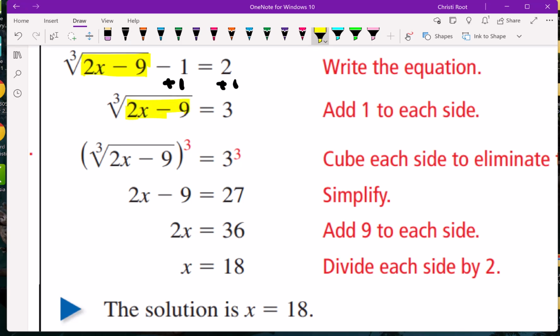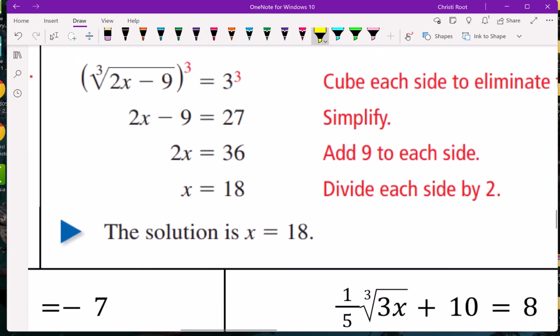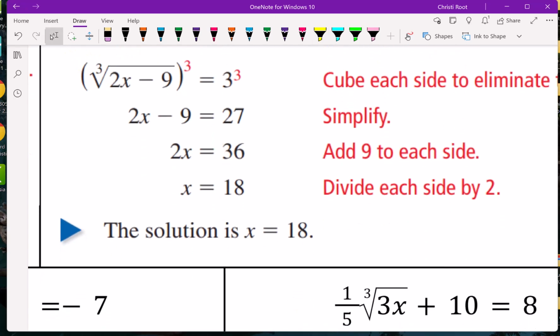Once you have this isolated, then you can move to step 2. Step 2 is when you are cubing both sides. After you cube both sides, your cube root is gone. Go ahead and solve for x. You're going to want to add and subtract first, then multiply and divide. Do you have to check a cube root? You do not. Only check it just to make sure that it's accurate, not for extraneous values.